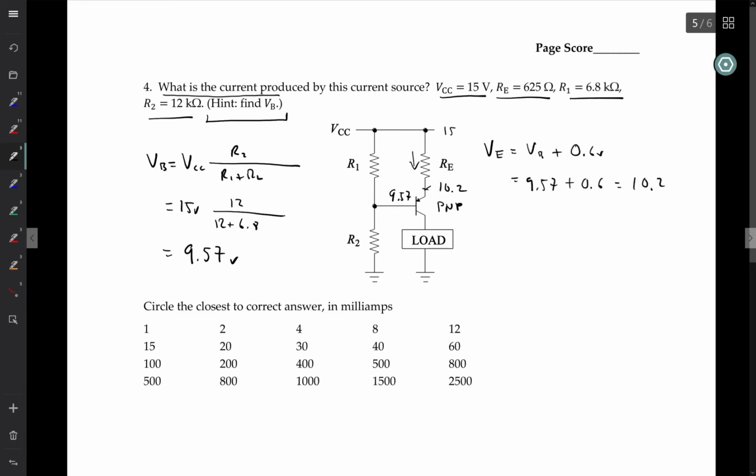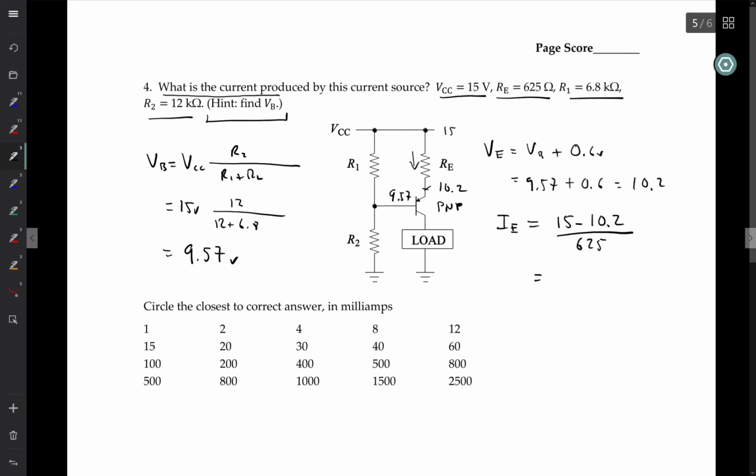I've got 15 volts right there. So the current through the emitter resistor, which is essentially the current that is in the collector, I'm not going to worry about beta because it's a 1/100th down. It is going to be equal to 15 minus 10.2 volts divided by the value of the emitter resistor, which is 625.